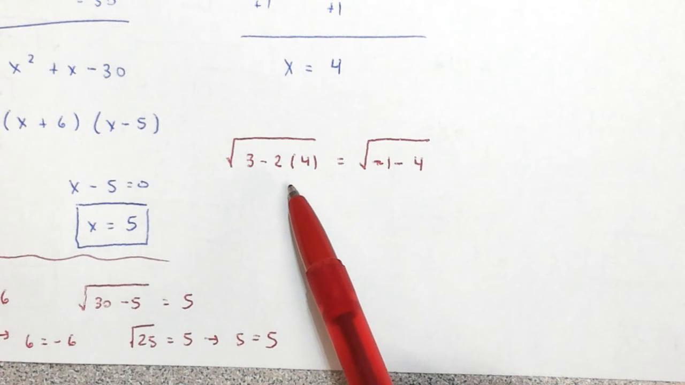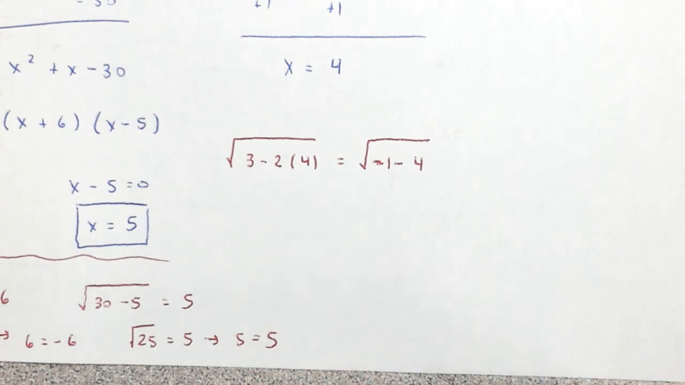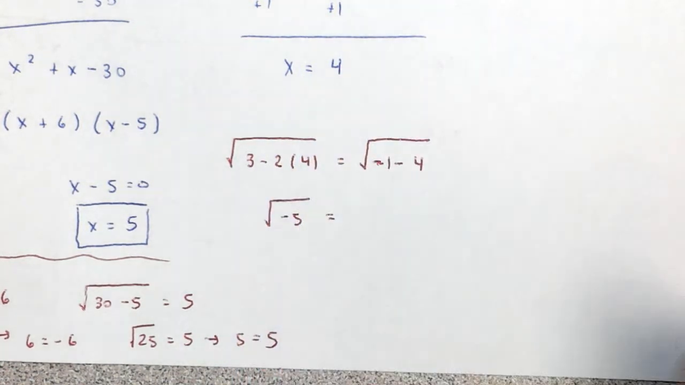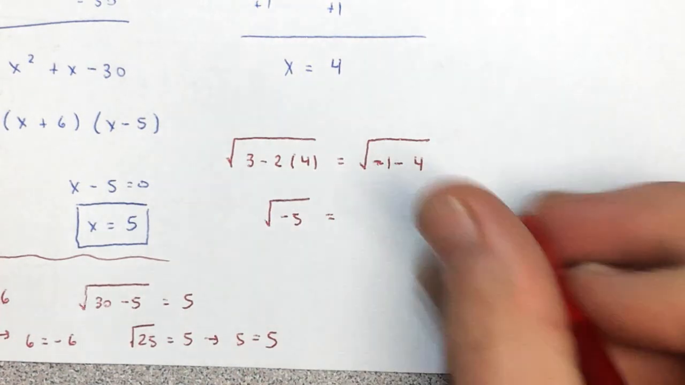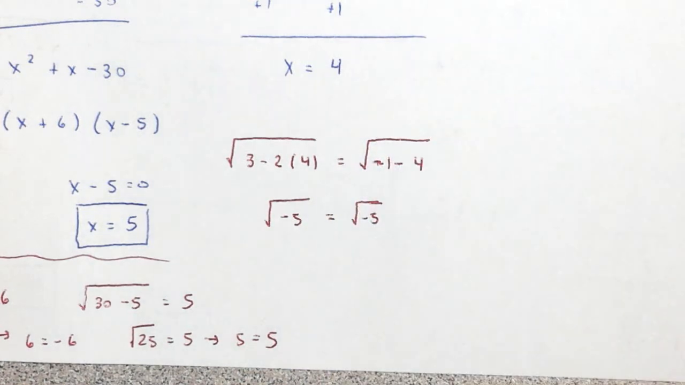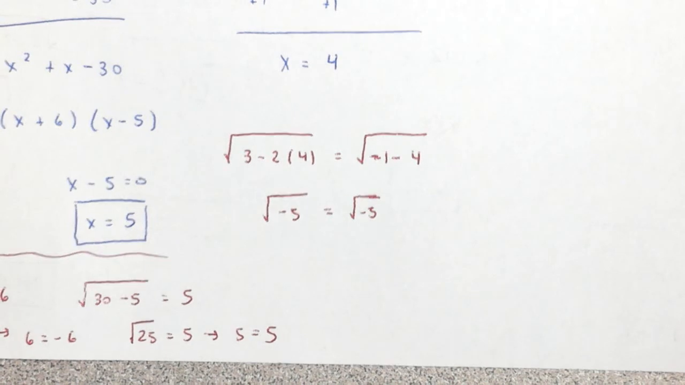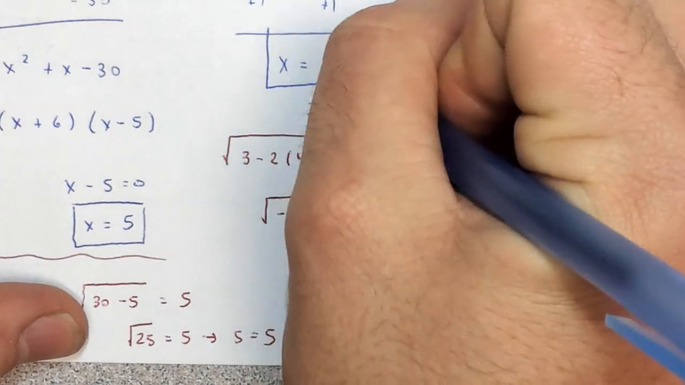2 times 4, what do I get? 3 minus 8, I get negative 5. Square root of negative 5. Over here, negative 1 minus 4, negative 5. Is the square root of negative 5 going to be equal to the square root of negative 5? Yeah. It's going to be imaginary, but it's still going to be equal to each other. I don't care that it's imaginary. I'm literally just seeing if it's equal to each other. They're equal. Great. That's an answer.